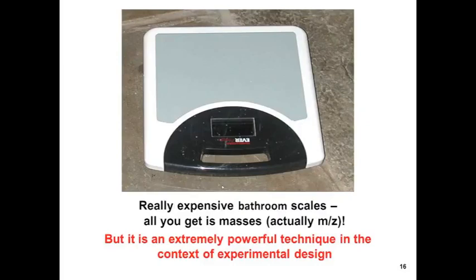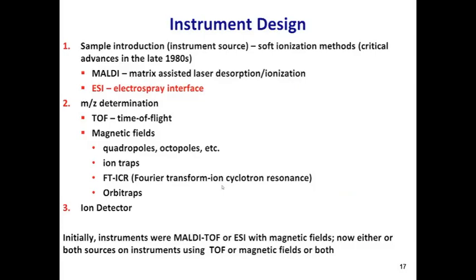Now, ultimately, a mass spectrometer is simply a very expensive and rather large bathroom scale. And actually, all you get is masses, or more precisely, m over z, mass over charge. You don't even get the mass, but you usually can infer or determine what the charge is, and so you indirectly determine the mass. So this is a single physical parameter, but it's actually a very powerful technique in the context of experimental design and with the availability of complete sequence databases for organisms of interest.